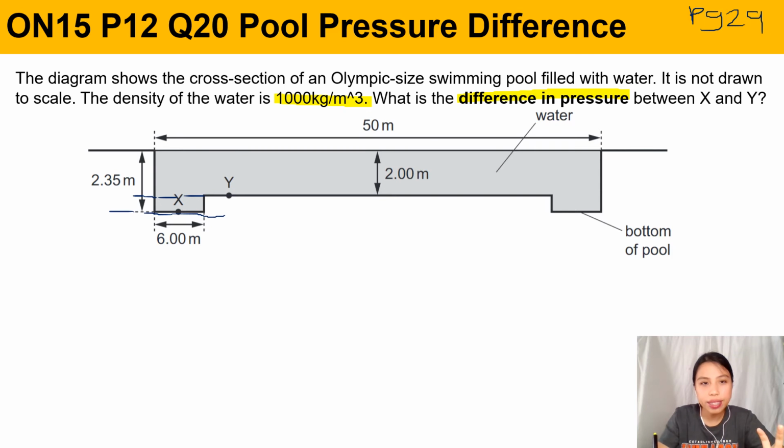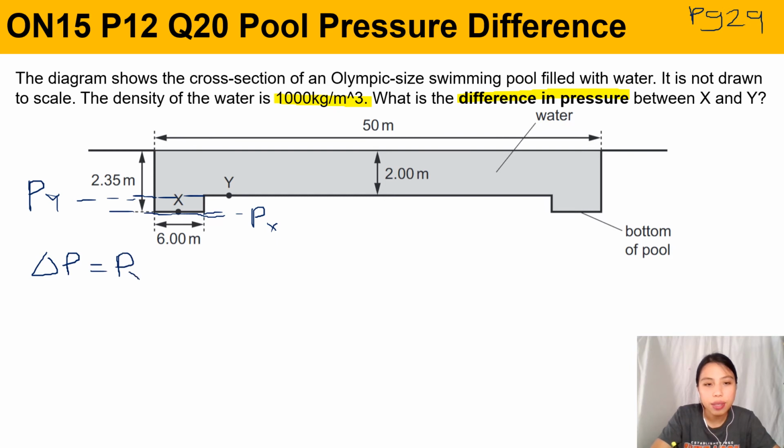So one thing to note is they want pressure difference, not just pressure. There's going to be some pressure at Y, and there's going to be some pressure down here at X. You just need to find the difference in pressure. So difference in pressure is basically Px minus Py or something like that.